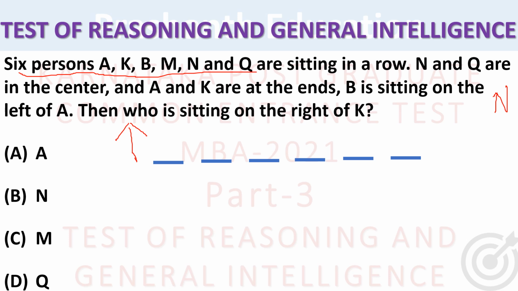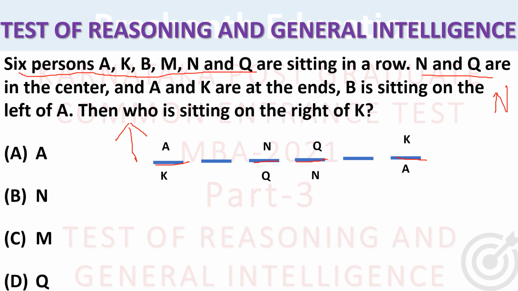Now let's look at N and Q are in the center. So center is this and this. Here we don't know in what order they are. Here N might come, Q might come, or here Q might come, N might come. We don't know. We have placed those two at the center. And then A and K are at the ends. At the ends we don't know who will be sitting, A or K in this end, or K or A in this end. We don't know.